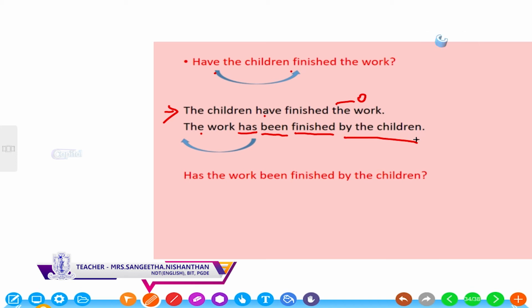We have to make it as the question, yes or no question again. So, the modal verb or the helping verb should be brought to the beginning to make the yes or no question. So, the has is brought here. Has the work been finished by the children? Now, it is the perfect yes or no question in passive voice.